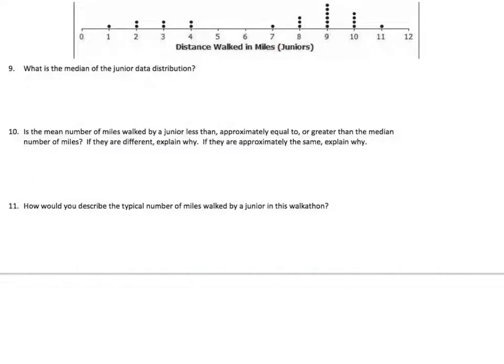What is the median of the junior data distribution? I'm going to use my calculator and put everything in a list and come up with my median. Hold on a second. All right, the median, which is the middle number, is 8.5. It's halfway between the 11th and 12th person. So 11th and 12th people are right there. Okay, is the mean number of miles walked by a junior less than, approximately equal to, or greater than the median number of miles? If they are different, explain why. If they're approximately the same, explain why.